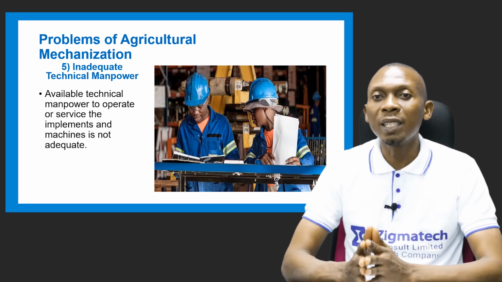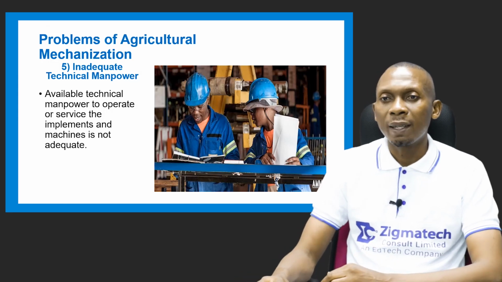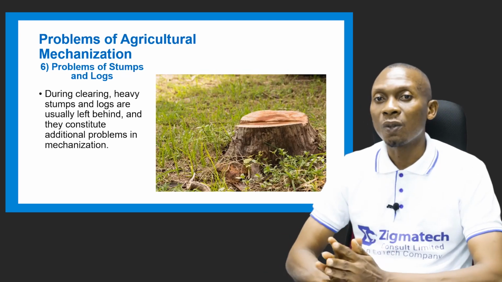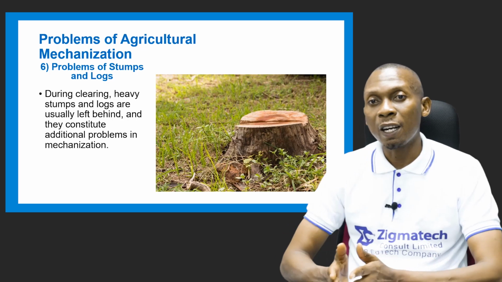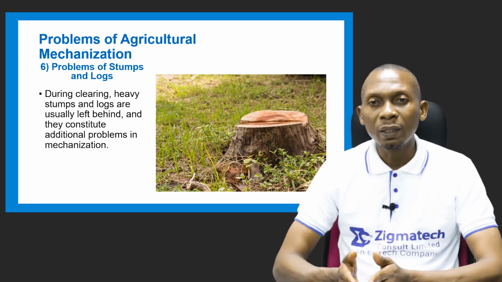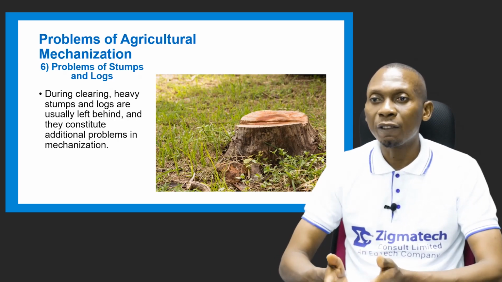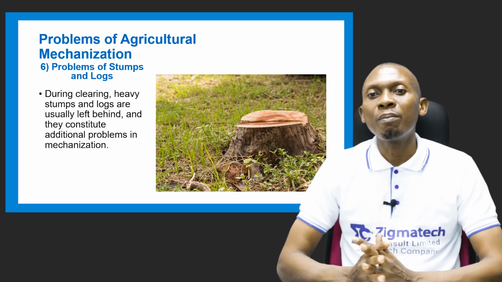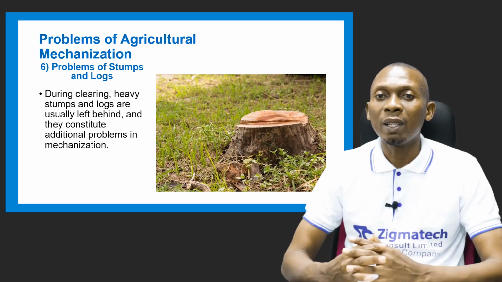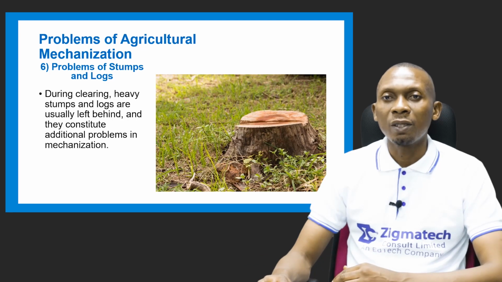Now, this is not available, and this is also a major problem of agricultural mechanization in West Africa. The problem of stumps and logs. During clearing of our farms, trees are also cut down, and as they are cut down, logs or the lumps of these trees, or the stumps, are left still in the ground, and this can pose a problem to the machines that are to be used on such farmlands. So the problem of stumps and logs is another problem of mechanization in Africa.